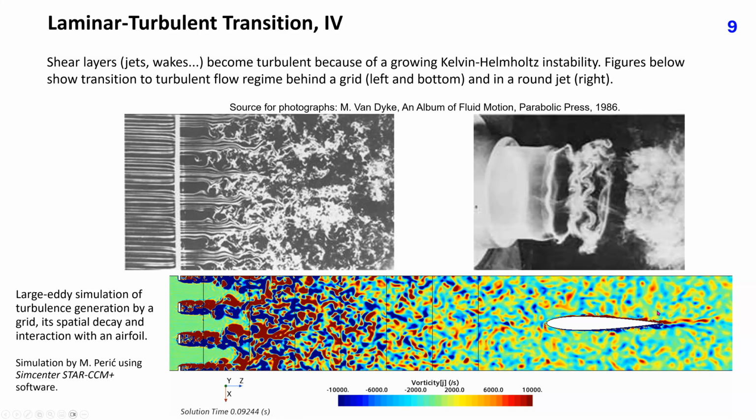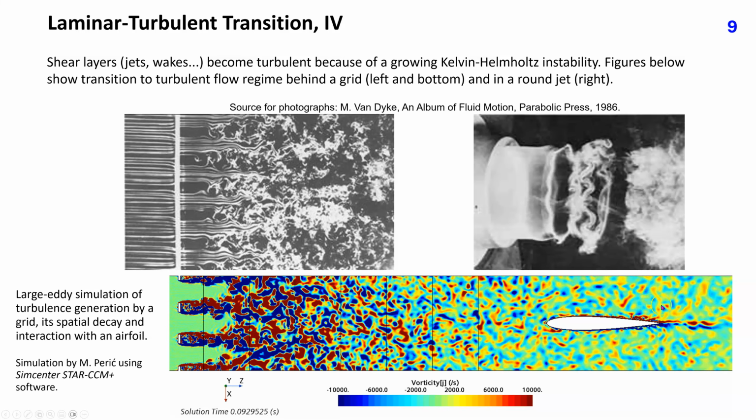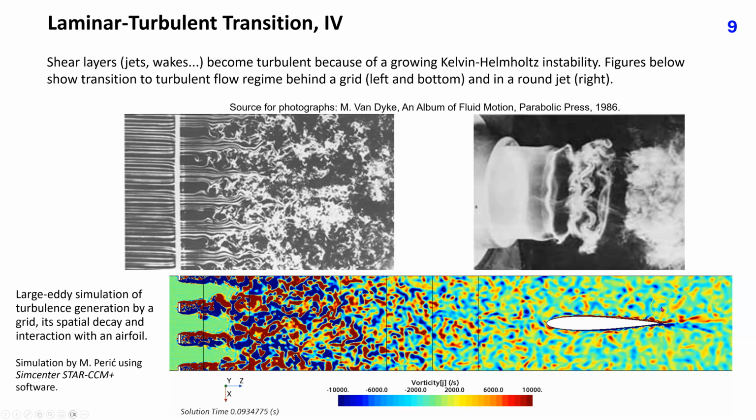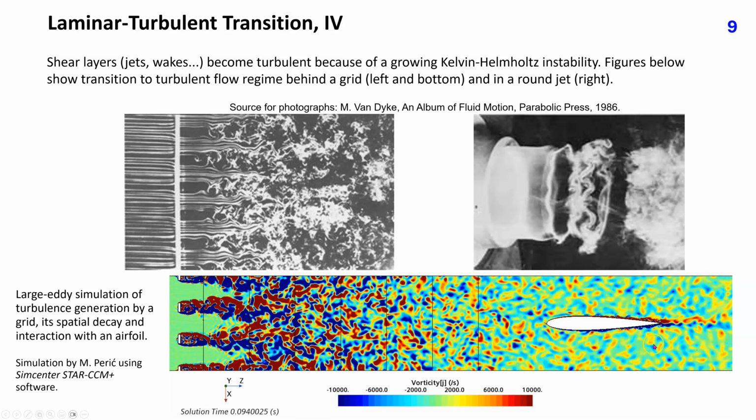However, when the wall of an airfoil is encountered, turbulence is again generated in the boundary layer on both sides of the airfoil.